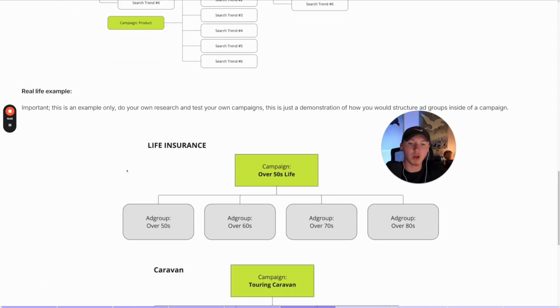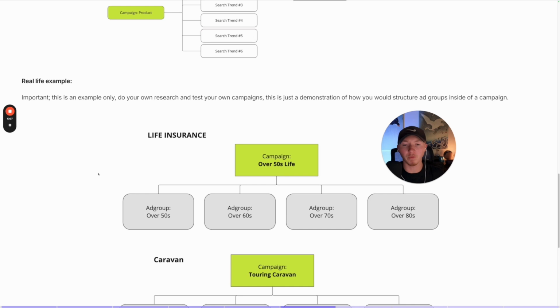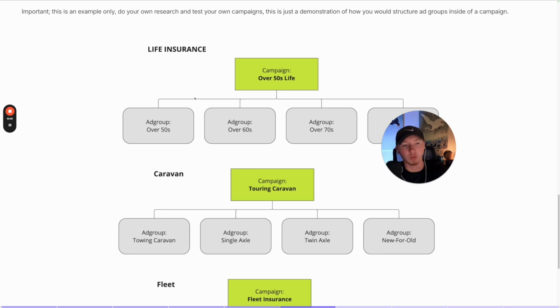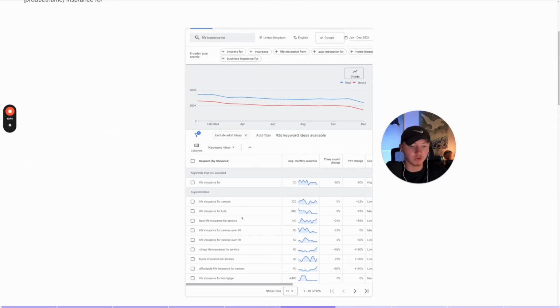So a real world example of what this looks like, and it's really important for me to state, this is just an example only. So do your own research, test your own campaigns. This is just a demonstration on how you can structure your ad groups inside of a campaign. So for example, let's just use the life insurance one again. Let's just say we're doing a life insurance for over 50s. Well, we might look through here and see that there's people searching for over 60s, for over 70s.